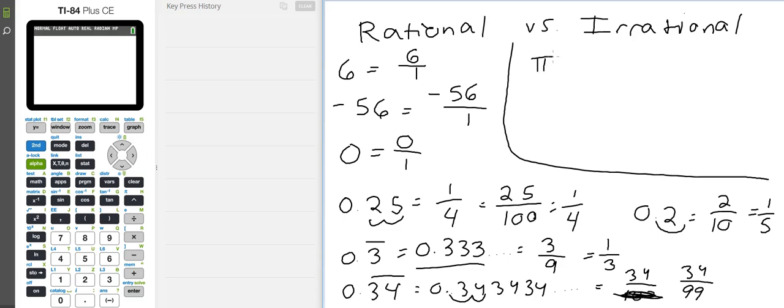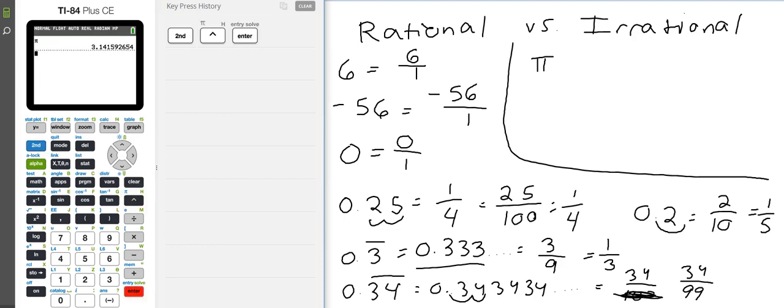Pi you can do on your calculator. It's second, and then this caret over here, and press enter. The calculator gives you a long number, 3.141592654. Now, how do you know if this decimal ends after the 5-4 at the end, or if it goes on forever and ever and the calculator can't display that many digits?